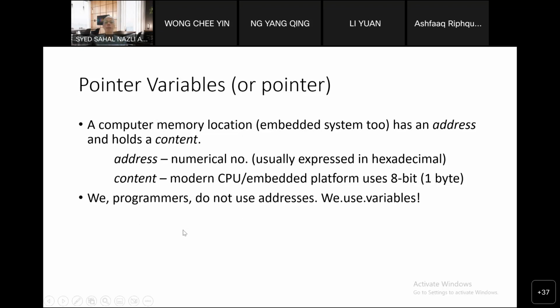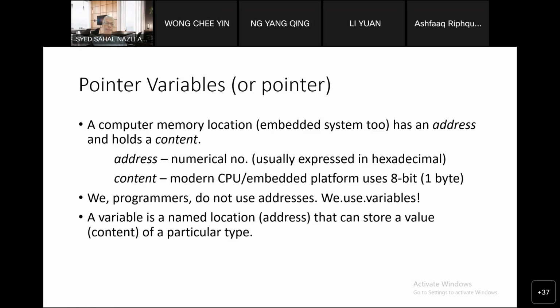As a programmer, we don't use addresses. We use variables, where this variable actually points to the address. So that's what a pointer is. We don't calculate the address. We use the variables. A variable is a name, location, address, which can store a value, the content of a particular type.